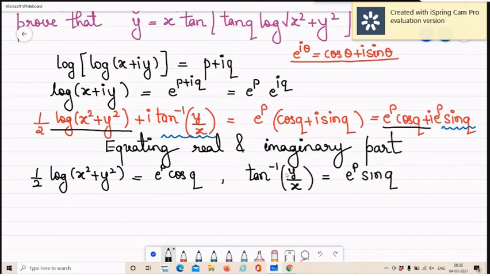Where have we reached closer, tell me. Which relation am I going to take? The real part or the imaginary part? Yes, real part or imaginary part?